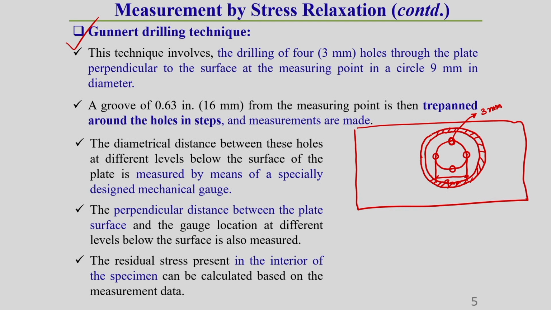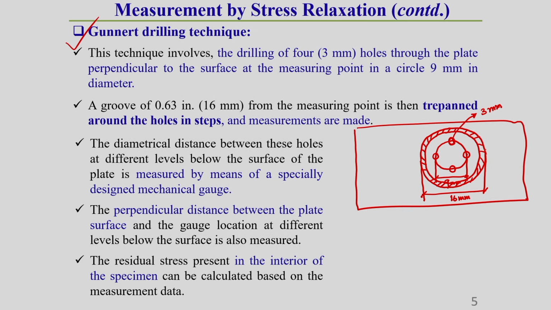So, what are we doing? We are making a groove here. That means we are removing this inner portion, understand. So, the external diameter of this trepanned part is how much? 16 millimeter. This you should keep in mind.